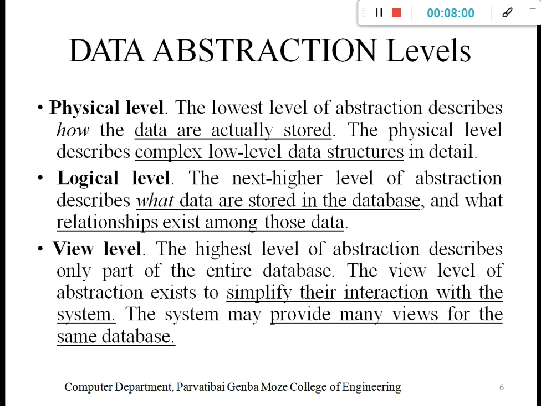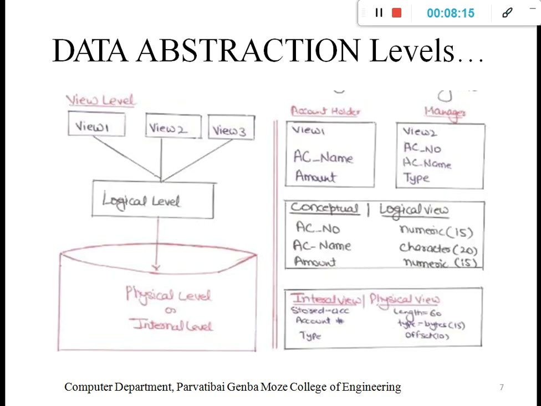Then these are the three abstraction levels. The physical level is the lowest level of data abstraction. Then the logical level is the next higher level of data abstraction, and then the view level is the highest level of abstraction.